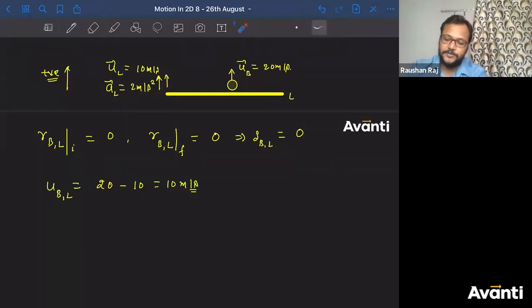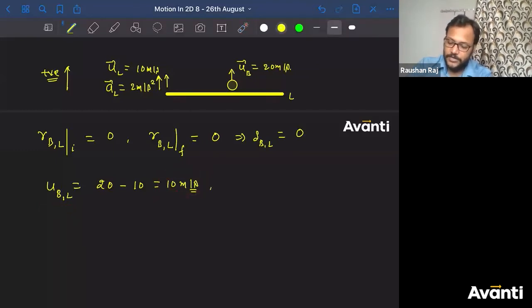Okay? So it has been given 20 meter per second. It is already moving with 10 meter per second. So the guy who will be standing on the lift will think that this ball is moving with 10 meter per second only. This is the meaning of perspective. This is the meaning of reference, right? So velocity of B with respect to L at time t is equal to 0 is only 10.